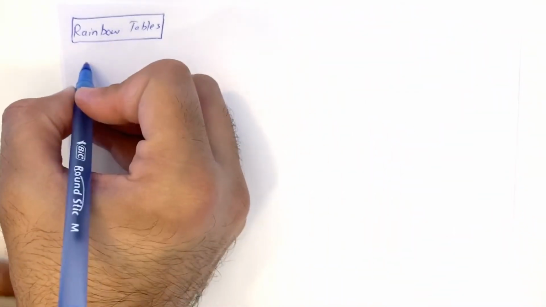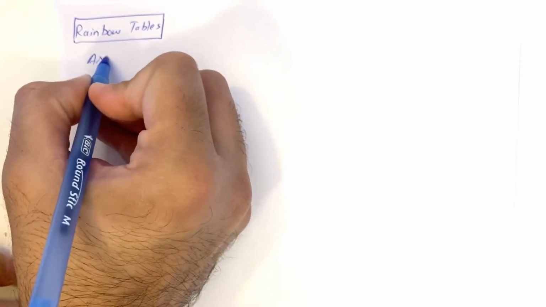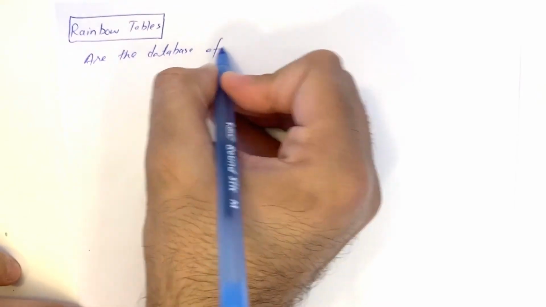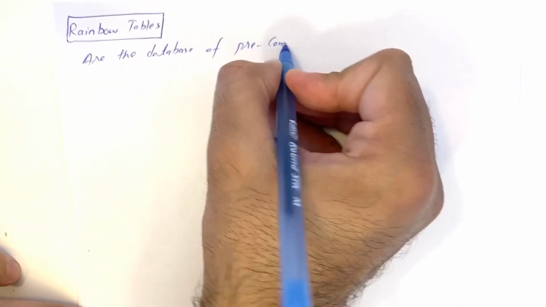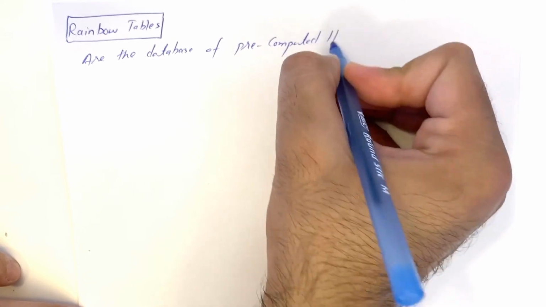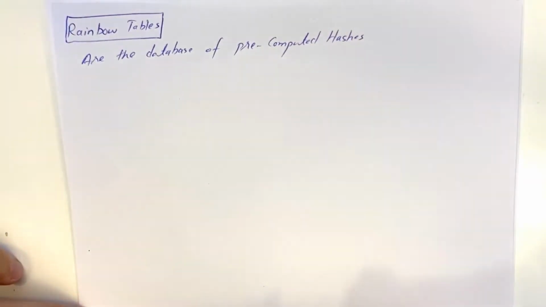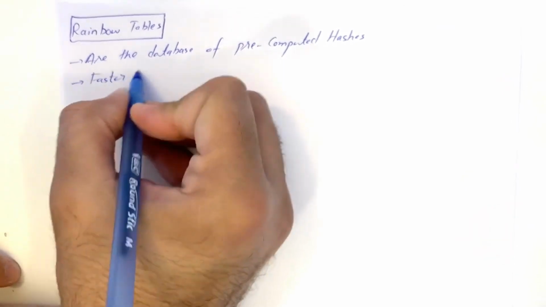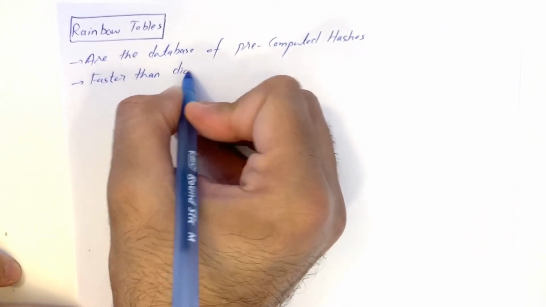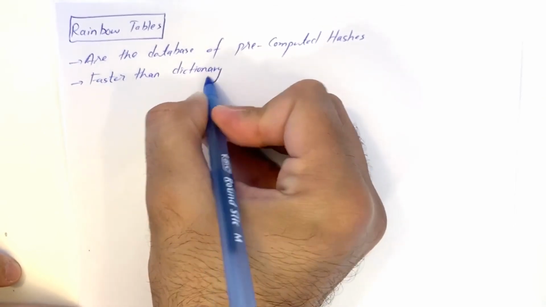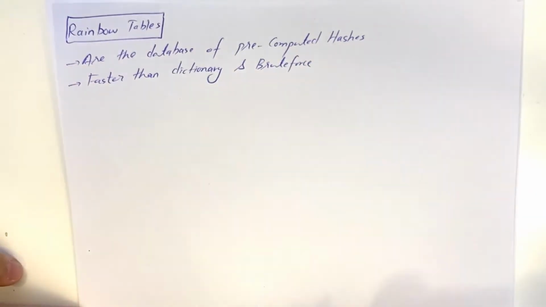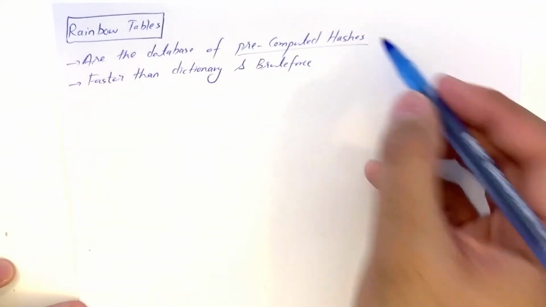Now in rainbow tables, what happens? Usually these rainbow tables are a database of pre-computed hashes. Since they are already pre-computed hashes, it is faster than dictionary and brute force attacks. Okay, it is much faster because you already have pre-computed hashes.